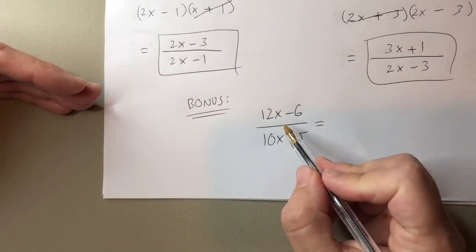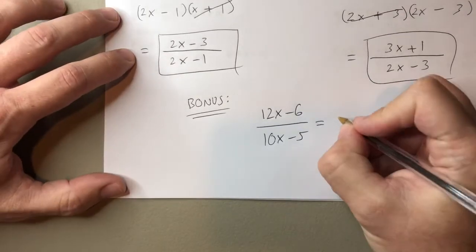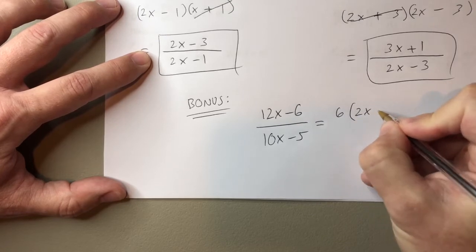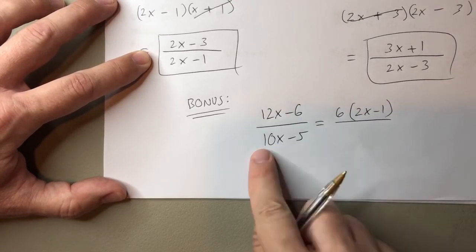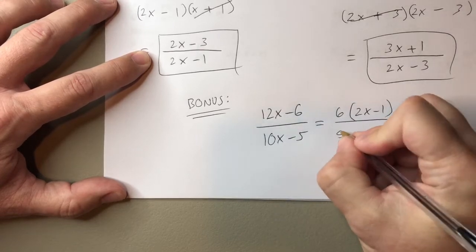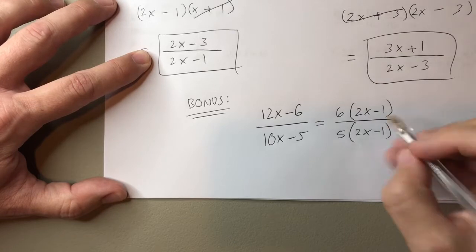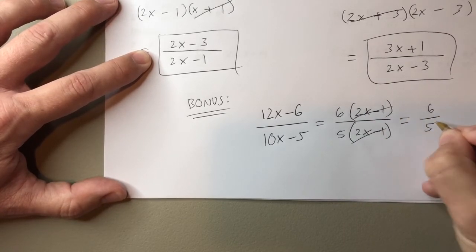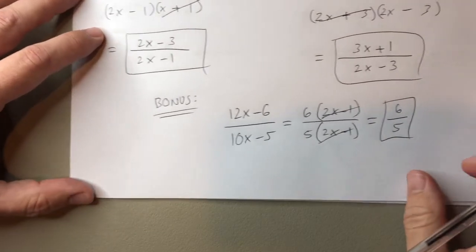So what's the first thing we always do? Don't forget, we look for a GCF. So let's do that. GCF on the top is a 6, and we're left with 2x minus 1. And then on the bottom, can we pull out a GCF here? Yep, 5. And guess what? We get the same factor to repeat. They are canceled out. The final answer then, when we simplify this rational expression, is 6/5.